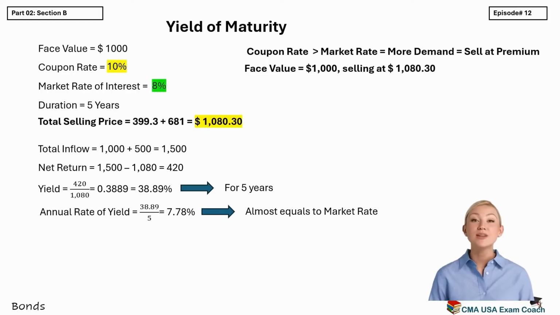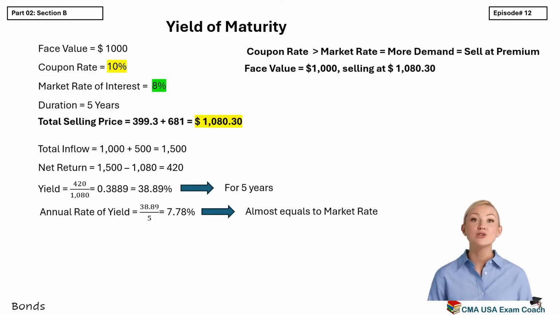Now, here's an important exam tip you should keep in mind. Sometimes, in your CMA exam, you might get a question asking, what is the yield to maturity of a bond? And in the options, they may also provide the market interest rate. In such cases, you can confidently pick the market rate as the answer, even without doing a single calculation. Why? Because yield to maturity, or YTM, is designed to reflect the true return the investor earns on the bond, and this return always aligns with the market rate of interest at the time the bond is sold.